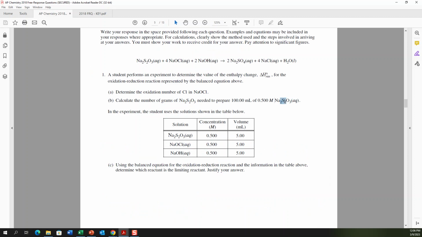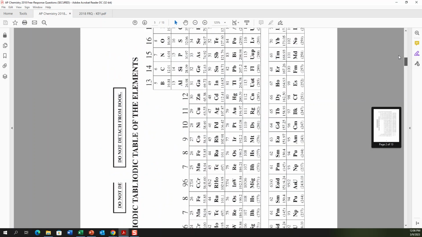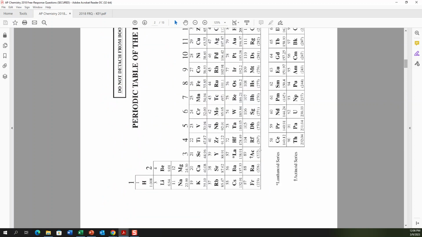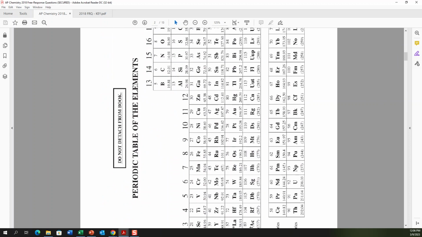So you might not have calculated molar masses recently in this course. So go back. So 2 sodiums, you'd be referencing your periodic table. 2 sodiums, 2 sulfurs, and 3 oxygens. Okay.